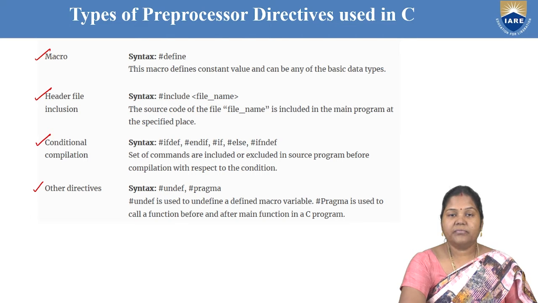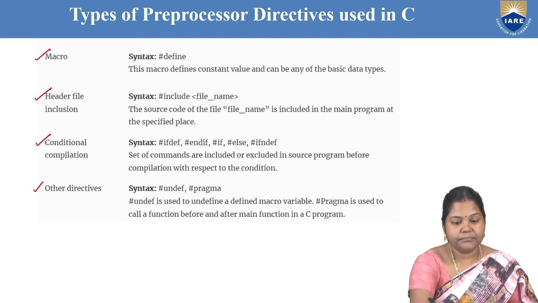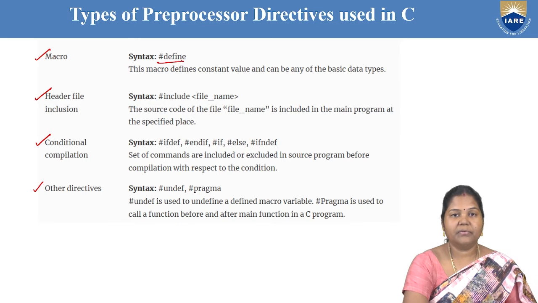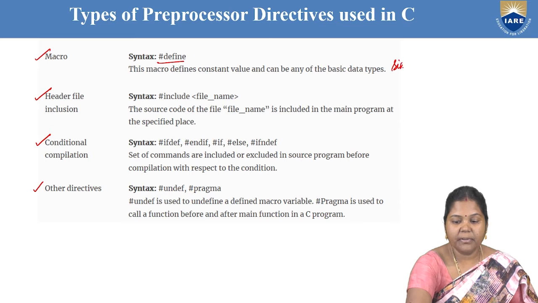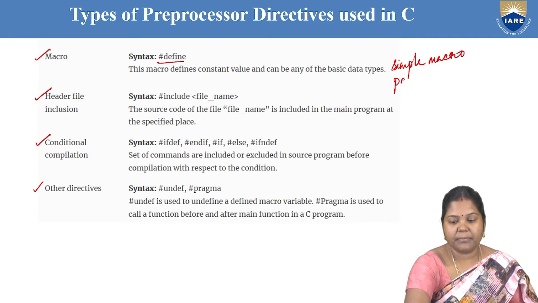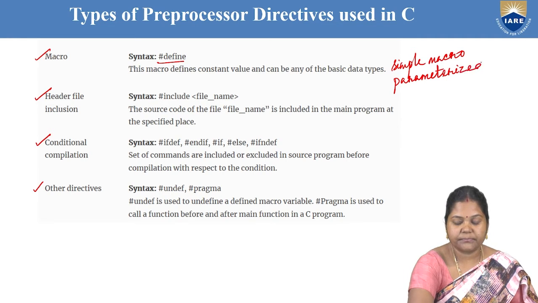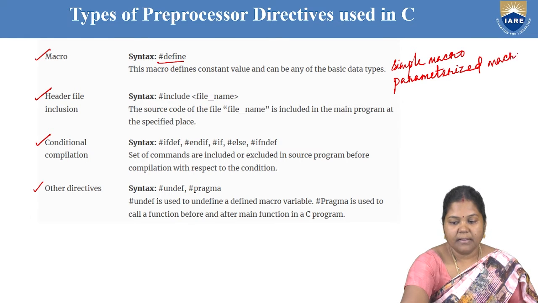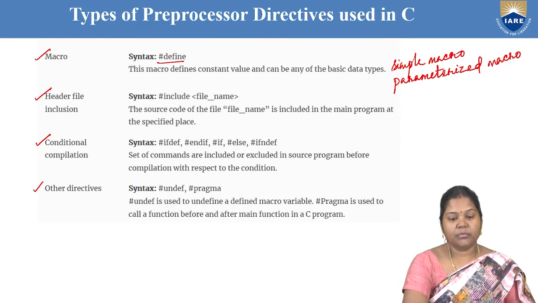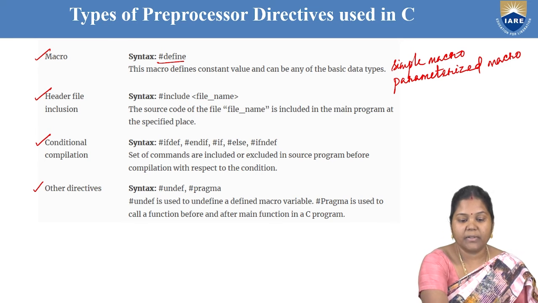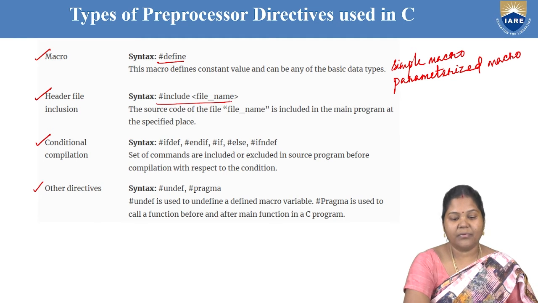Hash define is used for defining a macro. You have to use hash define for defining any macro. Macros are of two types: simple macros and parameterized macros, which are macros with parameters. Next is header file inclusion. If you have to include any header file or any other file, you use the hash include directive, hash include followed by the file name.